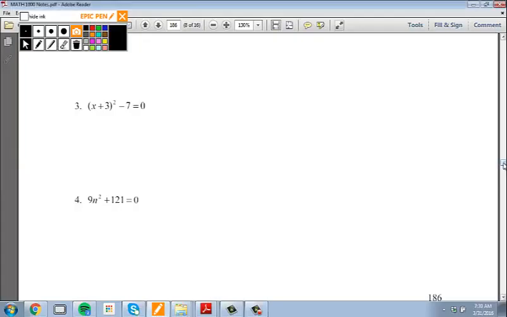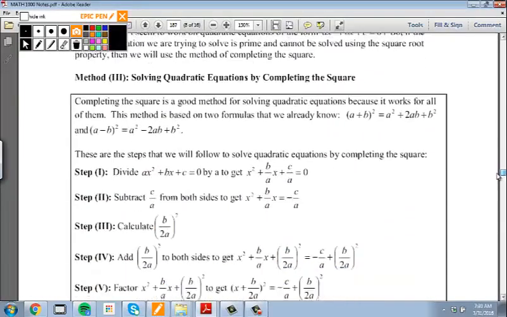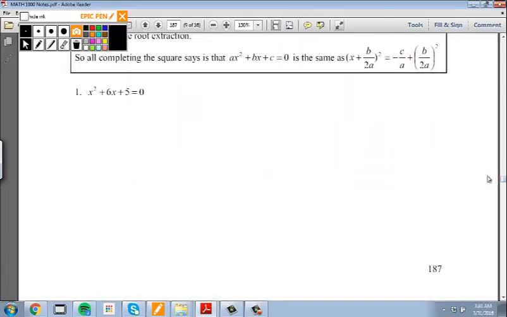Let's move on to page 187. So here is completing the square. This is one of the hardest methods of all time, so please make sure that you pay very close attention to what I'm going to do here. I'm going to label all of the coefficients as A, B, and C.